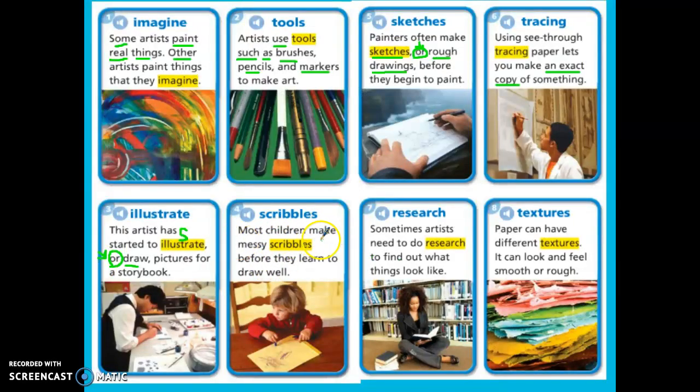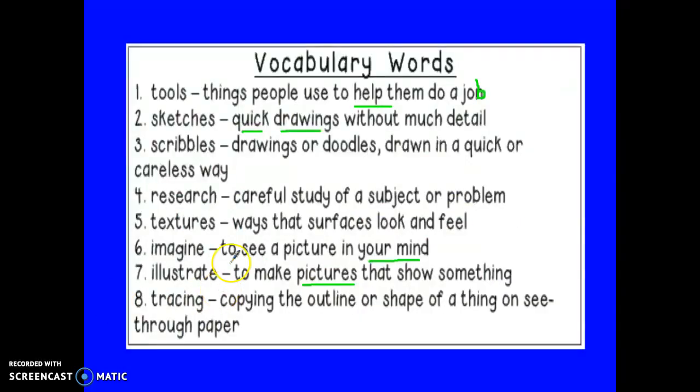Scribbles. Most children make messy scribbles before they learn to draw well. So there's a couple of words here that stick out to me that could help me guess what scribble means. The first one is messy. Messy scribbles. And then it says they make messy scribbles before they draw well. So that helps me guess that scribbles must mean messy drawings or drawings that aren't quite very good yet. Scribbles, drawings or doodles drawn in a quick or careless way. Careless and messy mean the same thing.